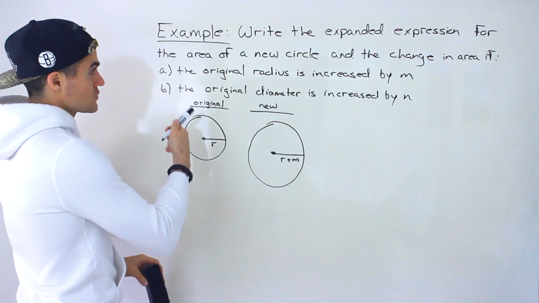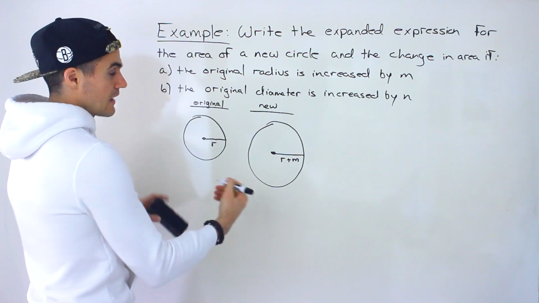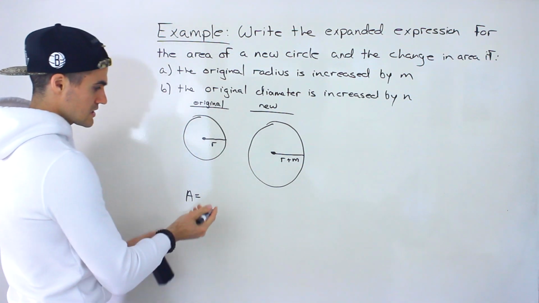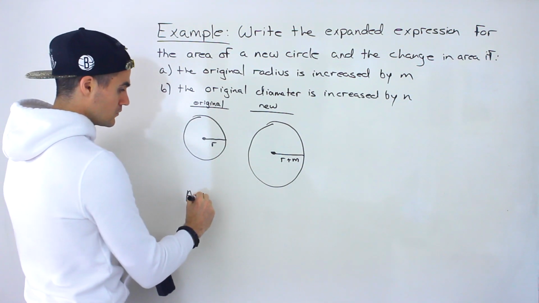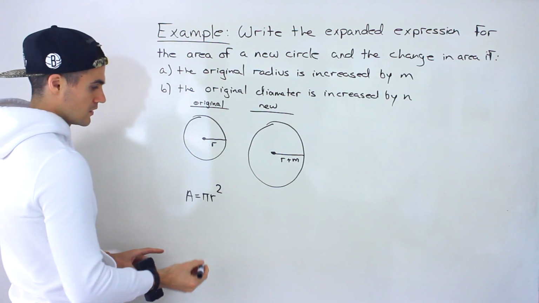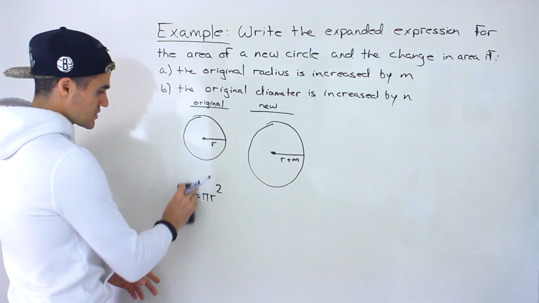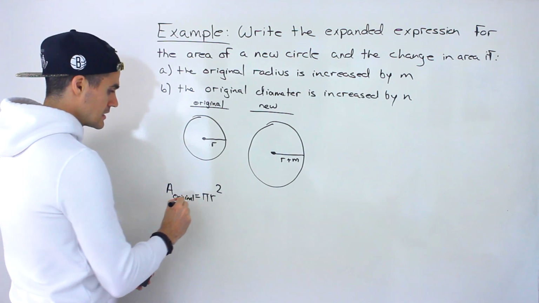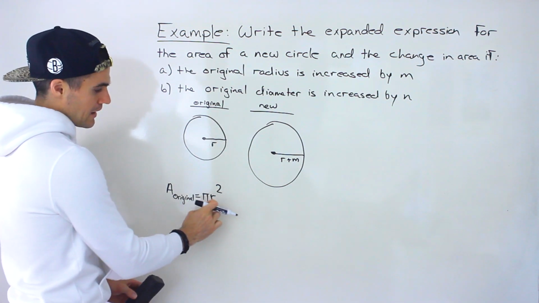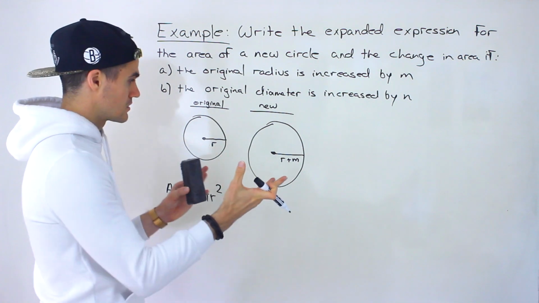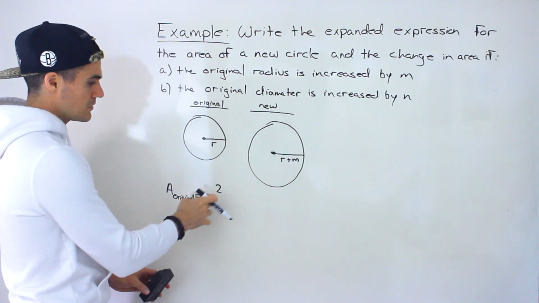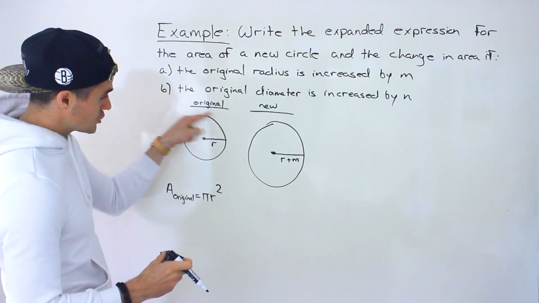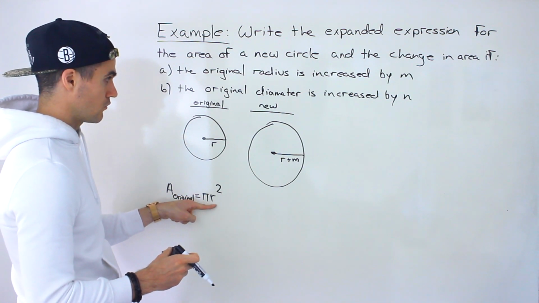And what we have to do is first find the area of this new circle and then the change in area. Now, what's the area formula? If you have a circle with a radius of r, we know it's pi r squared. So this represents the area of the original circle because we let the radius be r. If we let it be x, then it'd be pi x squared. You could use any letters that you want over here. I'm just using r because it makes sense for a radius. So the area of this original circle is pi r squared over here.